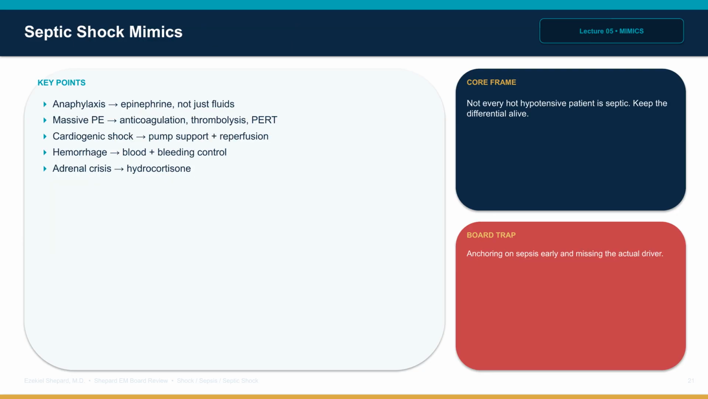Not every hot hypotensive patient is septic shock, and not every septic appearing patient is purely septic. Anaphylaxis needs epinephrine. The next step is intramuscular epinephrine into the lateral thigh, 0.3 to 0.5 milligrams, before any IV fluids or antihistamines. Massive pulmonary embolism needs anticoagulation, thrombolysis, or pulmonary embolism response team escalation. Cardiogenic shock needs pump support and reperfusion, and the STEM clues are low ejection fraction, jugular venous distension, and pulmonary edema. Hemorrhage needs blood and bleeding control. Adrenal crisis needs hydrocortisone. Keep the differential alive.